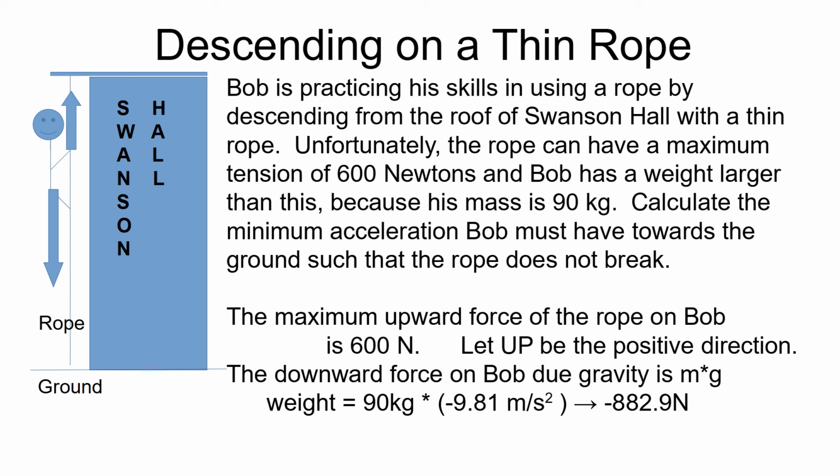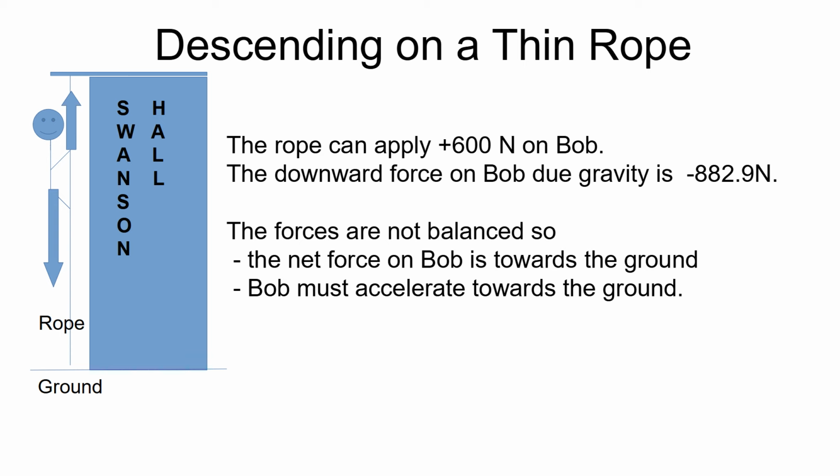So if Bob just is stationary, the rope will break. So we're going to let Bob accelerate. We're going to make Bob accelerate such that we only demand 600 newtons of tension in the rope. So the forces are not balanced. We have 600 newtons available from the rope upward, and we have a weight downward on Bob. These are the two forces that act on Bob. 600 newtons from the rope acting upward on Bob, force of gravity downward acting on Bob.